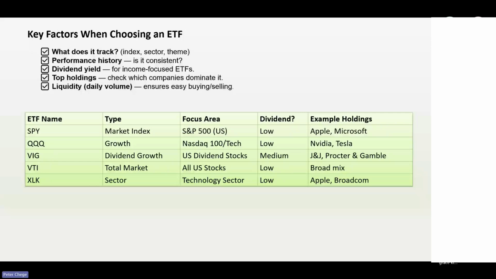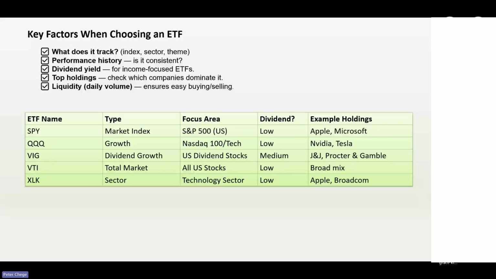So some of the common ETFs, there's SPY, which is the S&P 500. It tracks US markets, so its type is a market index. Dividend is a bit low. Some of the stocks could be Apple, Microsoft, and others. Even Nvidia is also there. There is also QQQ. These are growth. These target the market, that is the Nasdaq 100 and tech. Dividend is low. Some of the stocks are Nvidia and Tesla.